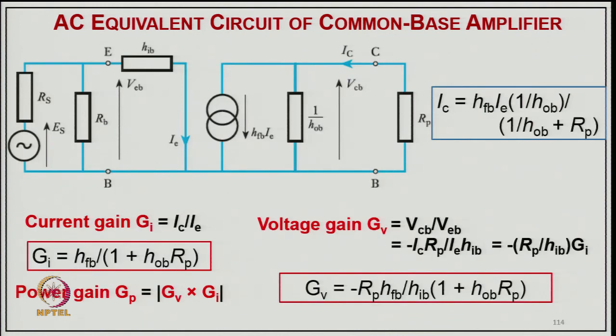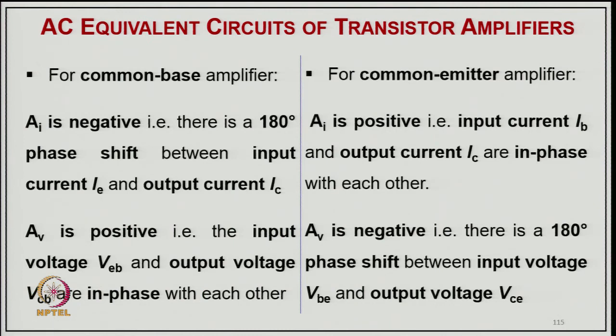So from here, this is the net equivalent where you can find the collector current, HFB IE into 1 upon HOB divided by 1 upon HOB plus RP. The current gain, IC upon IE, that is GI equal to HFB divided by 1 plus HOB RP, and the power gain will be GV into GI. The voltage gain is VCB upon VEB, minus IC RP divided by IE HIB, that is minus RP upon HIB into GI, and GV will be equal to minus RP HFB divided by HIB into 1 plus HOB RP, and from here you can get the power gain. So, this is the AC equivalent circuit of the transistor amplifier.